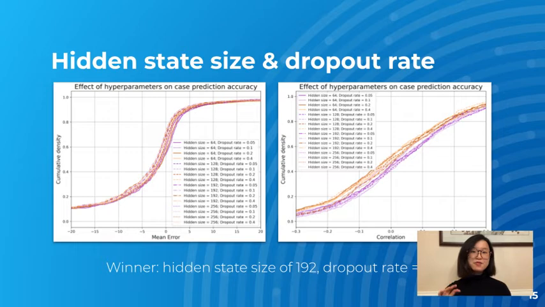Again, for the error, I chose the one that was distributed most to the left, because that would be like most of it having lower error. And then, as you can see, the second plot on the right is for correlation, and since I want my correlation to be higher, I chose the one that was distributed most to the right.